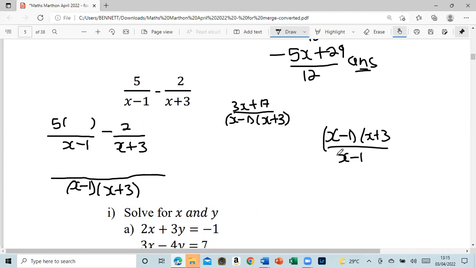And then this I cancel, so this leaves x plus 3, right? And you do the same thing with this one, but this time this cancels, so you have x minus 1. And now we expand the bracket. So 5 times x, that's 5x, and 5 times 3 is 15. We multiply because the bracket means to multiply.